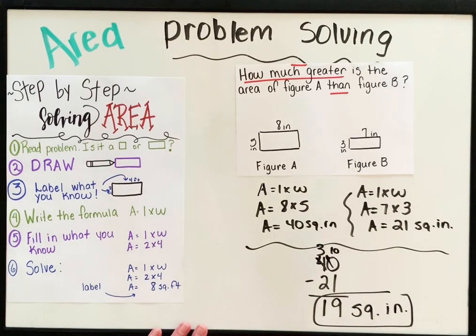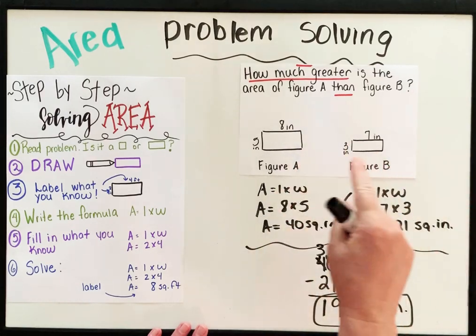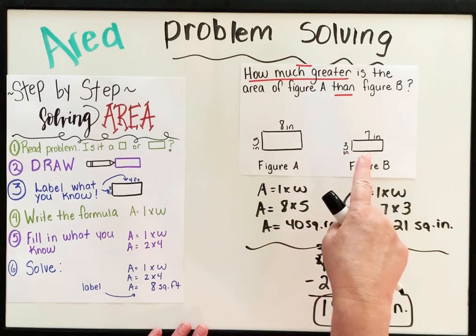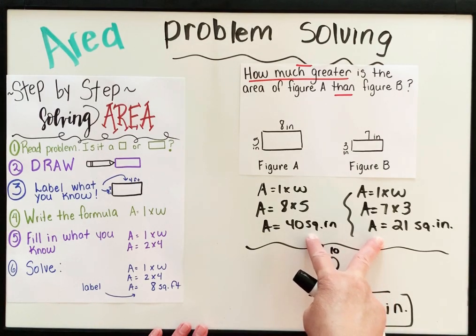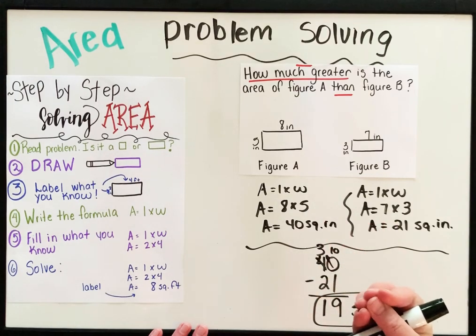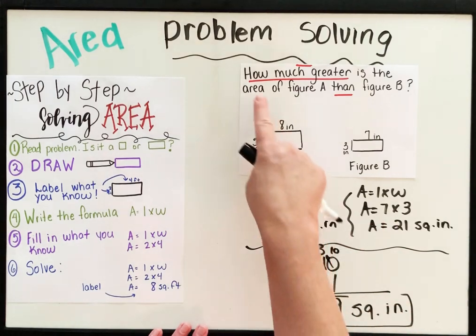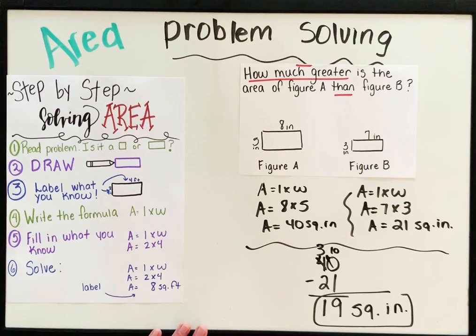Now this could have been a multi-step where it might have said to me, what is the total area of the two figures? And in that case, I would have solved for my areas for both. And then if it wanted the total area, then I would have to add those numbers. But this one was a subtract because we were looking for a difference, okay?